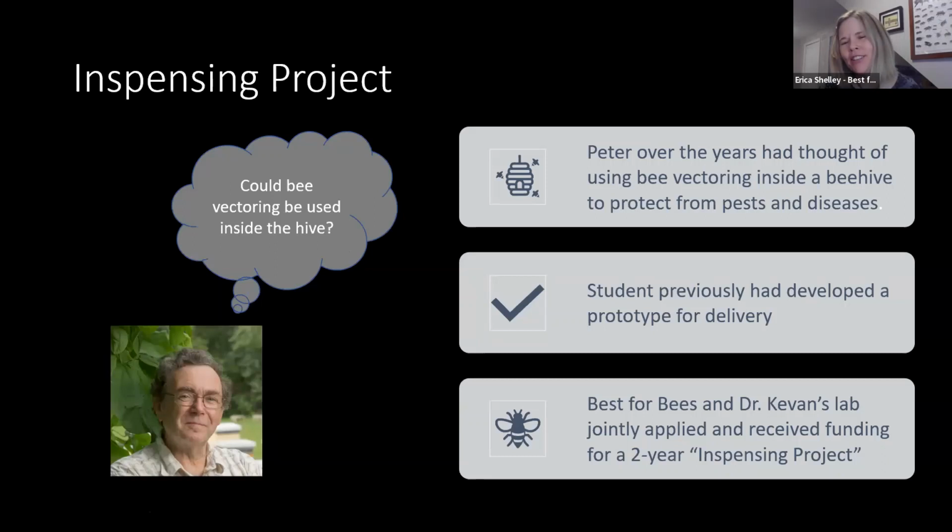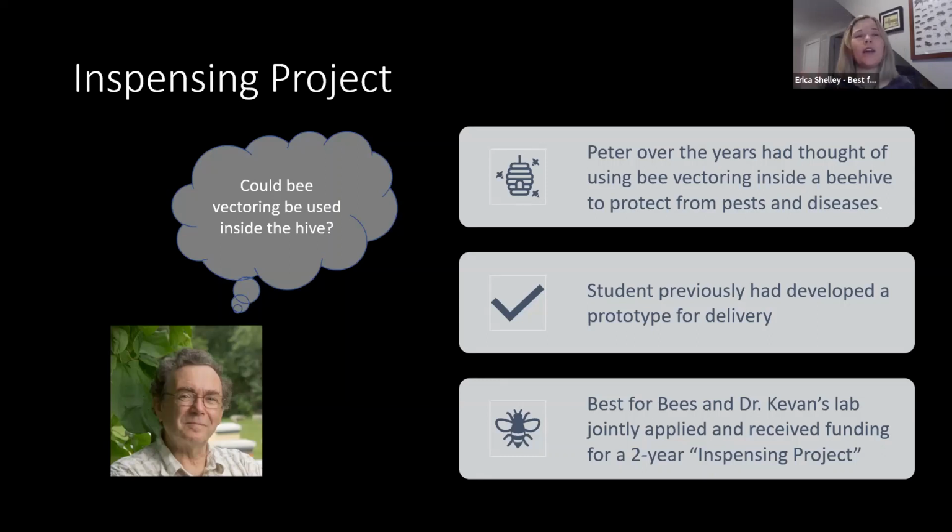He had previously had a student that had developed a prototype for delivery, and he came to Best for Bees and asked if we would be interested in joining him in this project, which of course we were. And so we jointly applied and received funding for a 2-year project, which was called the Inspencing Project.